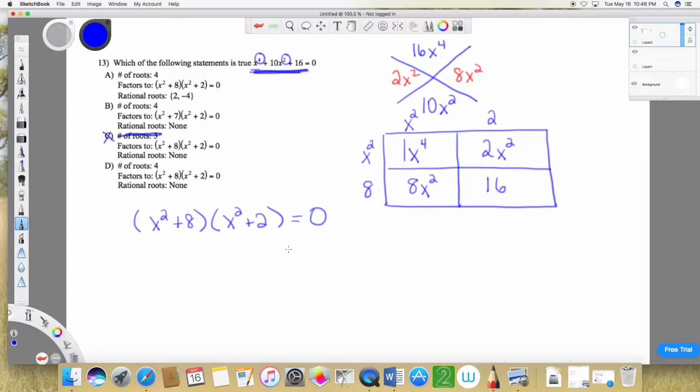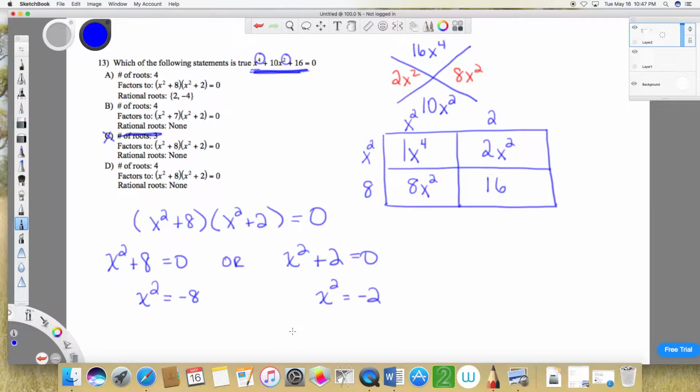So if these represent numbers, if these two numbers multiply together to give us 0, then it has to be true that x squared plus 8 is equal to 0, or that x squared plus 2 is equal to 0. Or maybe both would. Let's subtract 8 from both sides, and we get that x squared is equal to negative 8. Let's subtract 2 from both sides, and we get that x squared is equal to negative 2.